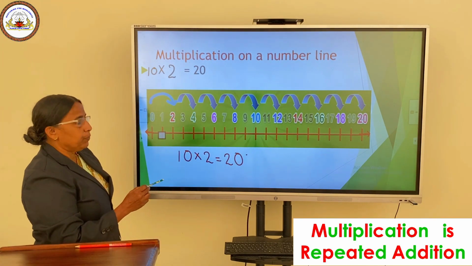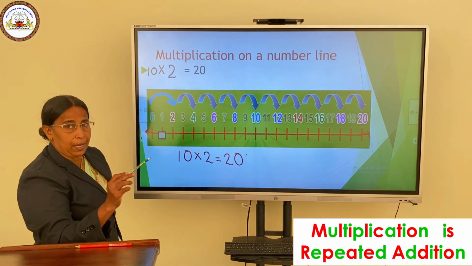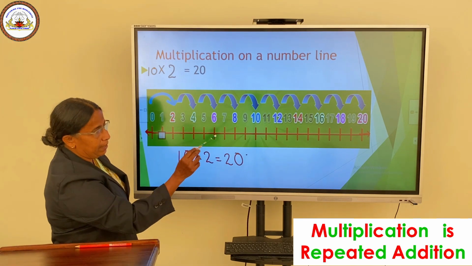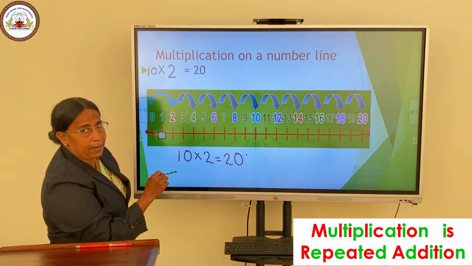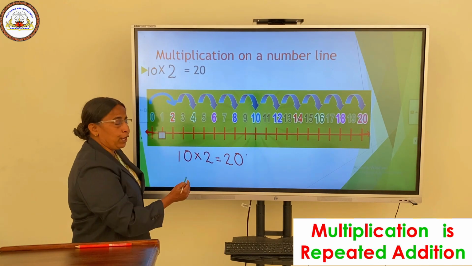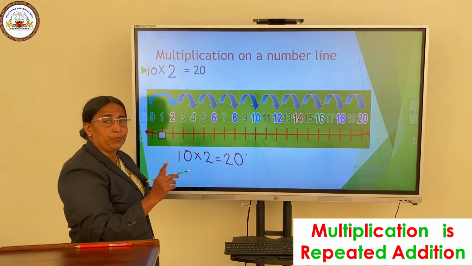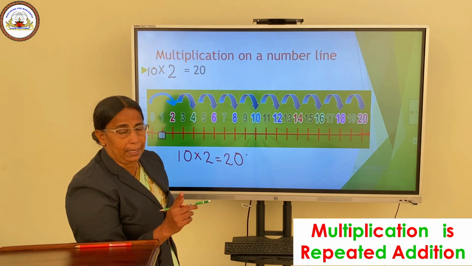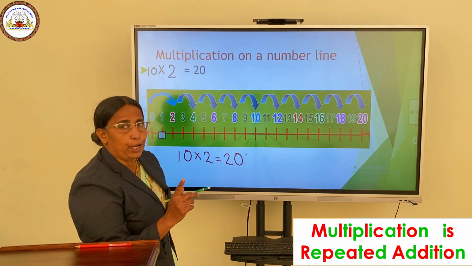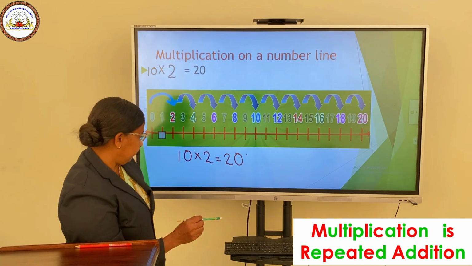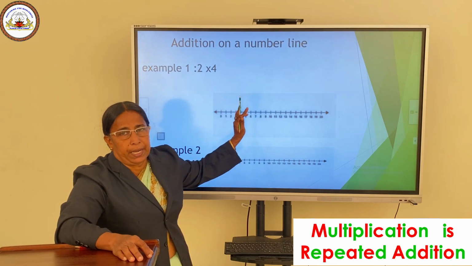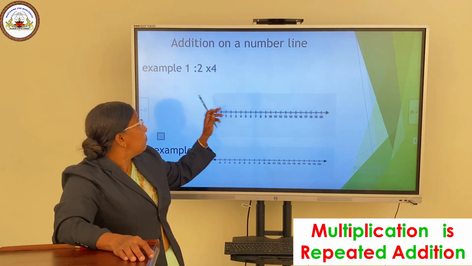If you jump with 3 steps, you will be reaching up to 30 in this manner, and in that case you have to write a multiplication fact 10 into 3. If you jump 3 steps at a time till 30, it will be 10 into 3. Let us see some more examples of multiplication on a number line.